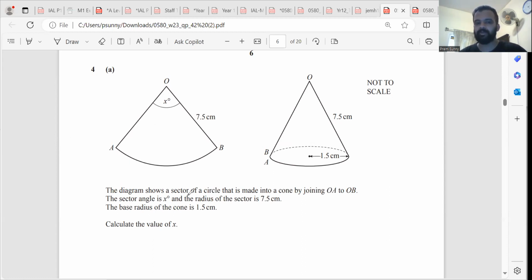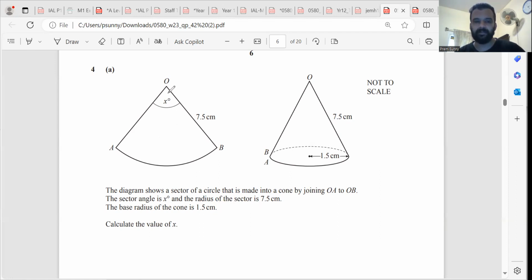Let's read. The diagram shows a sector of a circle that is made into a cone by joining OA to OB. So by joining this OA and OB, when we join them, we will be getting a cone, which is shown on the right hand side here. The sector angle is x degrees. Sorry, we have to find out the sector angle.